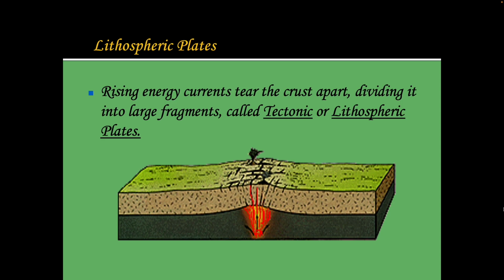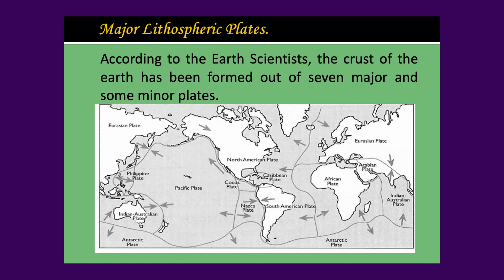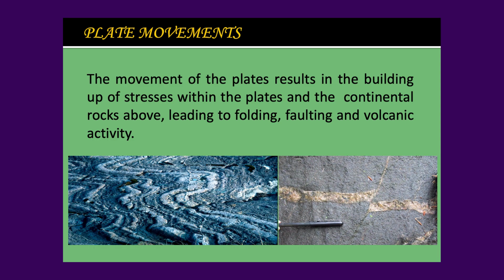Later on, there was a theory focused on plate tectonics which explains plates with certain movements at plate margins or plate boundaries. Rising energy currents tear the crust apart, dividing it into large fragments called tectonic or lithospheric plates. According to earth scientists, the crust of the earth is formed out of 7 major and some minor plates. The movement of the plates results in building up of stresses within the plates and the continental rocks above, leading to folding, faulting and volcanic activity.